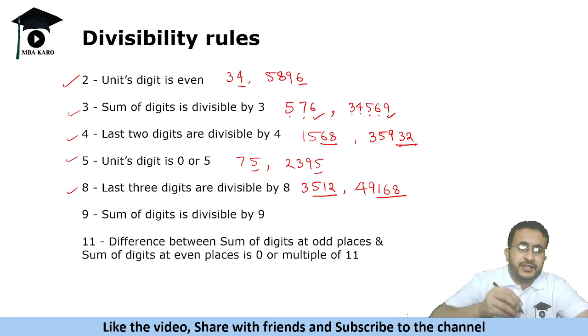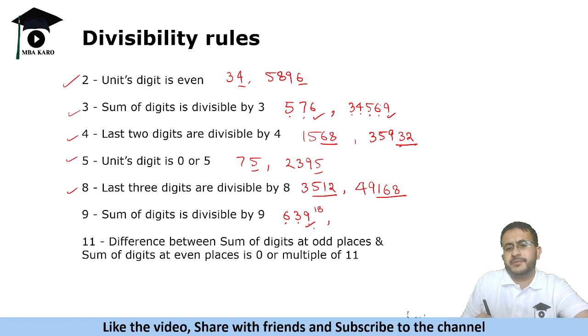For 9, the sum of digits is divisible by 9. Suppose we have the number 639, the total is 18, which is divisible by 9. So this number is divisible by 9. Suppose we have the number 1, 2, 3, 4.